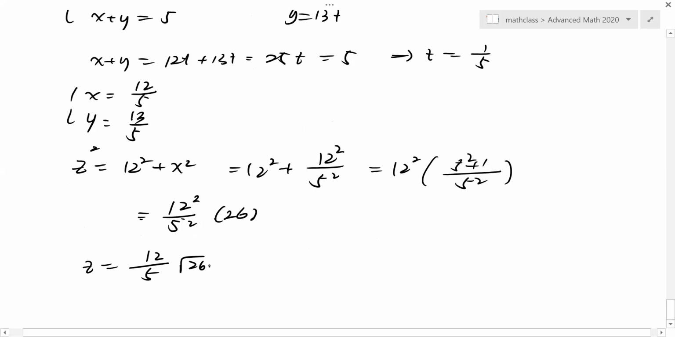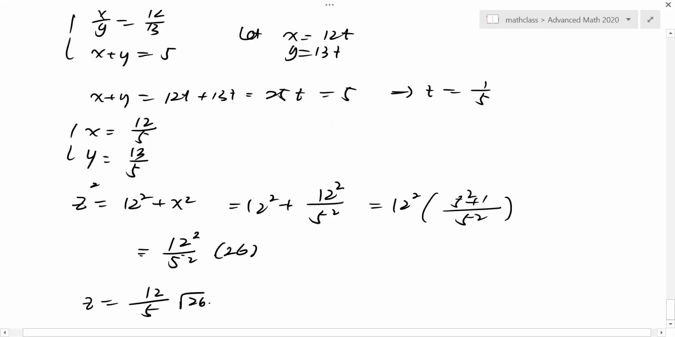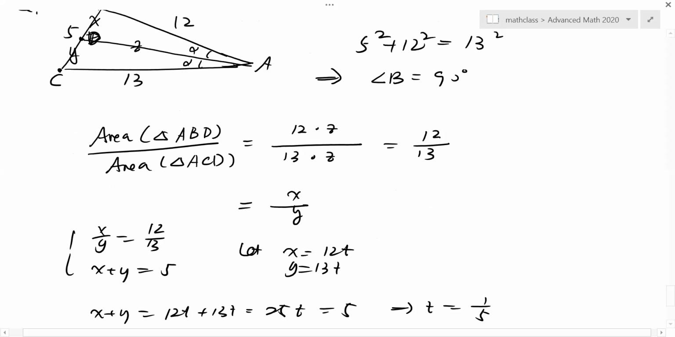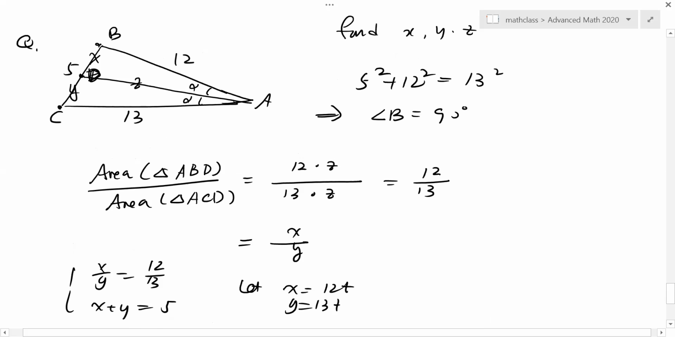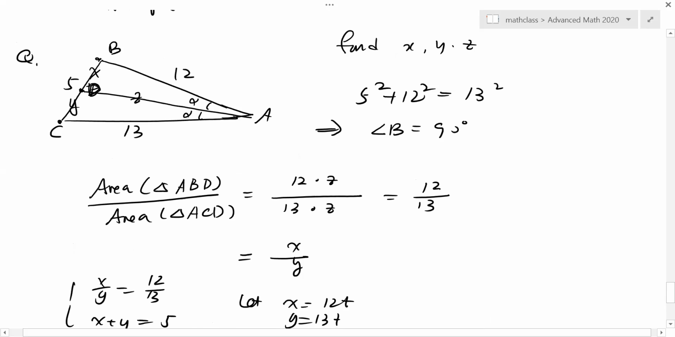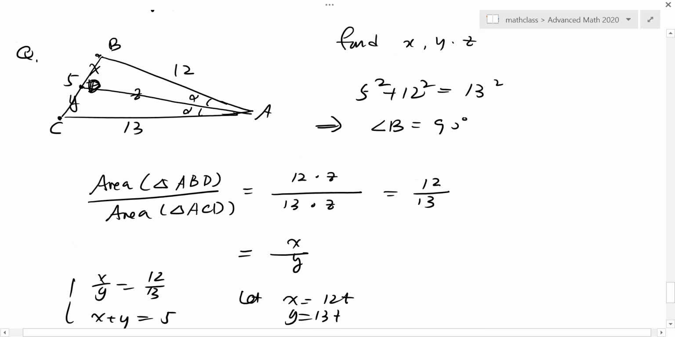Okay, so this is how we solve the problem. This is a very good example. We use two comparison theorems for this problem. Then you can determine the area of each triangle if you want.